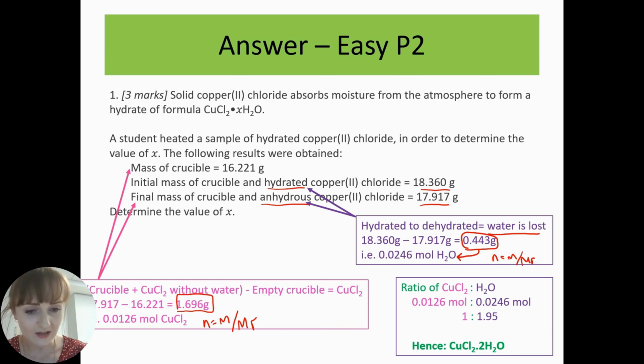Now that I know the ratio of copper chloride to water in terms of moles, I can divide them by the smallest number to make it a whole number, and I get 1 is to 1.95, which I can approximate as 1 is to 2, and so I determine that the formula of this is CuCl2.2H2O, meaning that for every 1 copper chloride, I have 2 water molecules.